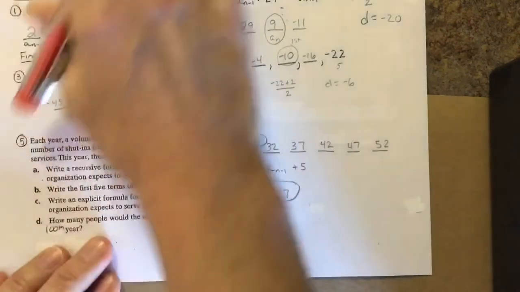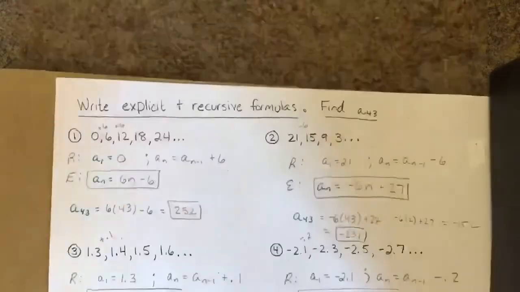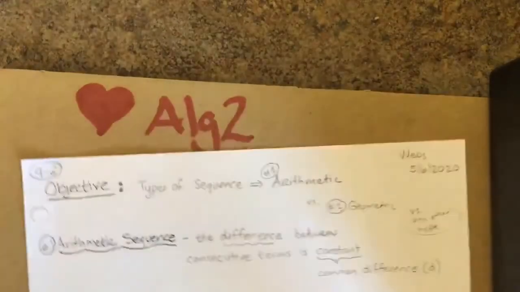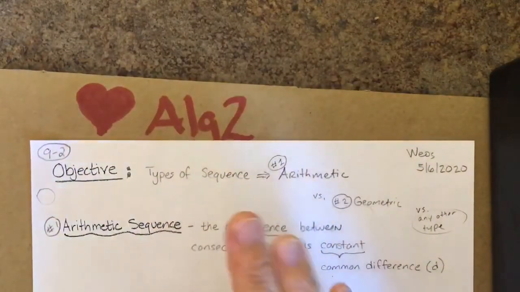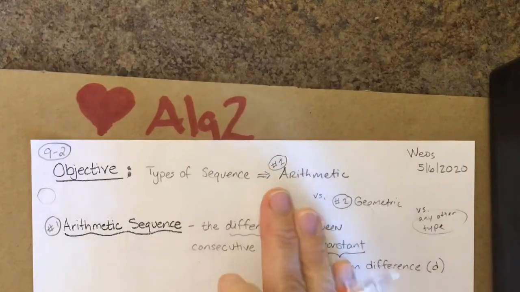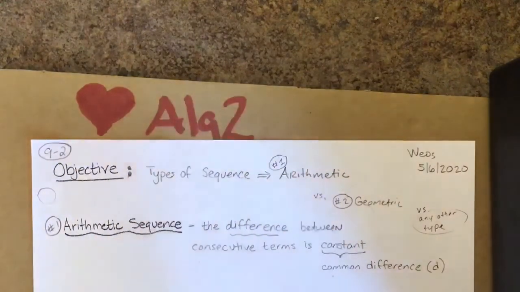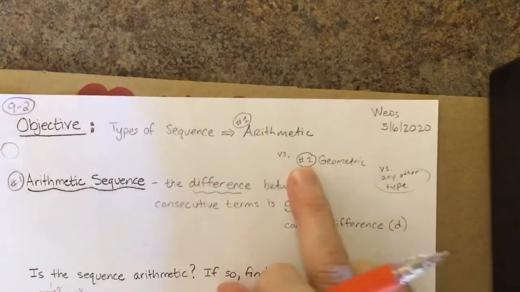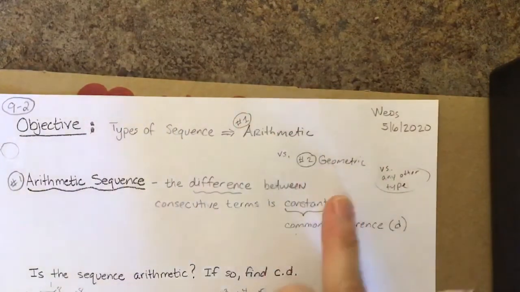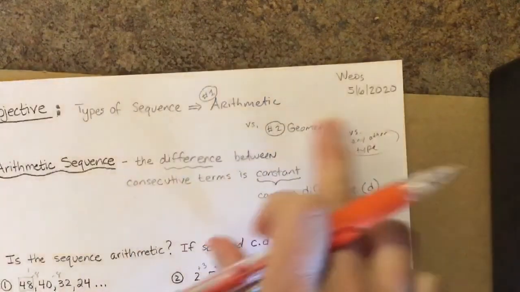These are all arithmetic sequences, a sequence of numbers that go up by or down by the same amount every term. Tomorrow we'll look at geometric sequences, the other main type, versus all the other types out there.